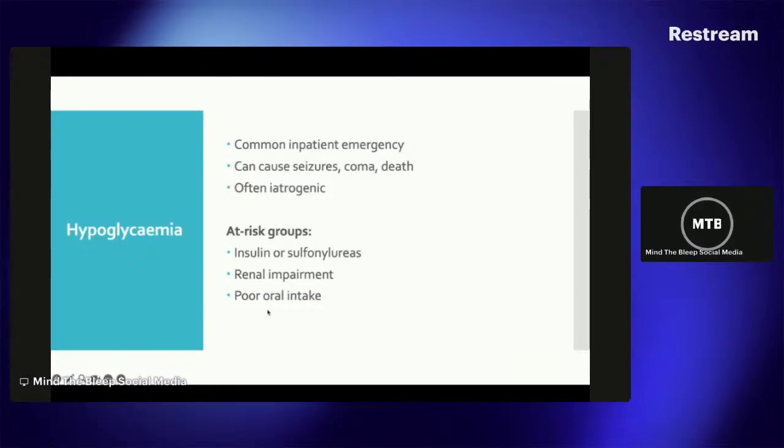Then we'll move on to our final condition that we'll discuss. So this is hypoglycemia. It's a common inpatient emergency and it can lead to seizures, coma, death, and it's often iatrogenic through the medications given on the ward or what the patient takes themselves. And at-risk groups would include insulin, sulfonylureas, people with renal impairment or with a poor oral intake. And hypoglycemia tends to be a patient safety issue and is often preventable with the right management and steps.